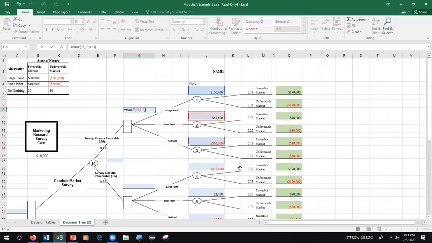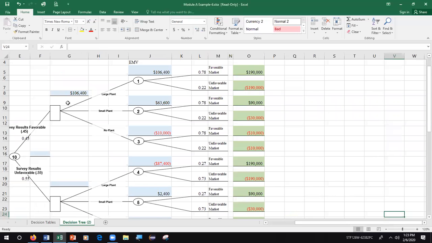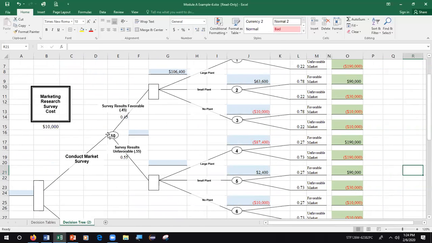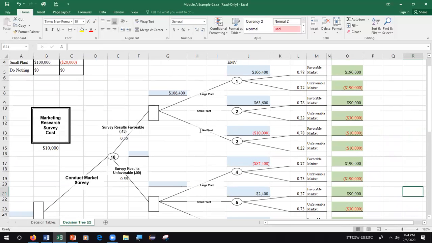Can you just make that a little bigger? I can. And that was my formula. Equal to the max of these three, 1, 2, 3. And that's for this decision then. So that decision is based on the idea that we are conducting a market survey and the survey results are favorable. That would be a decision up here in this section.